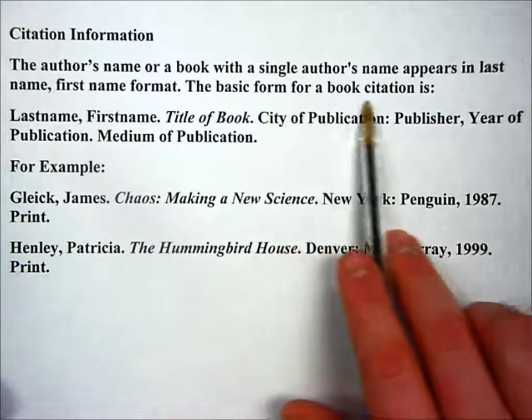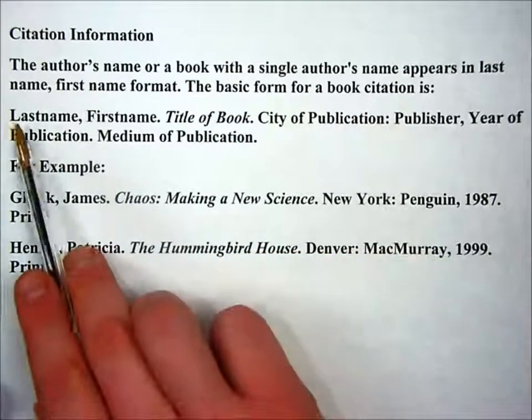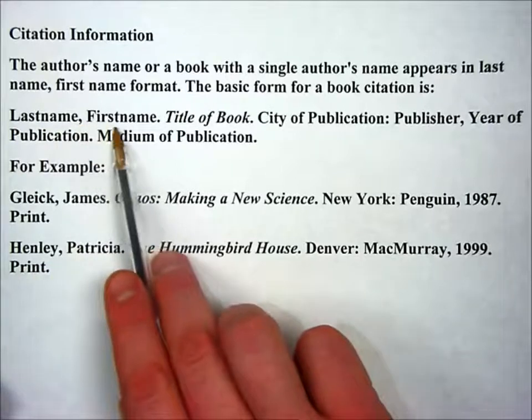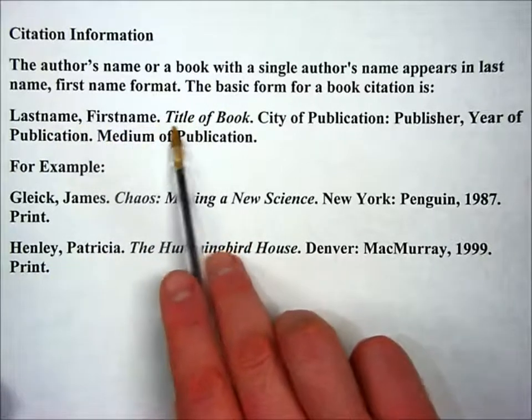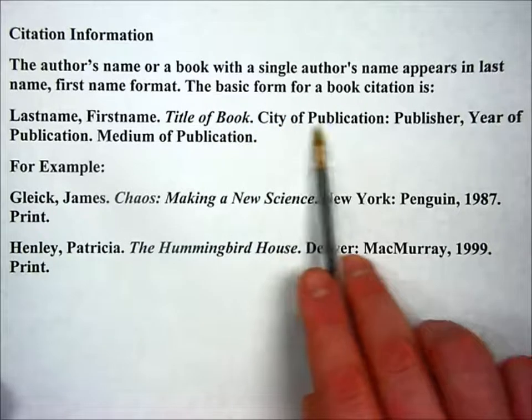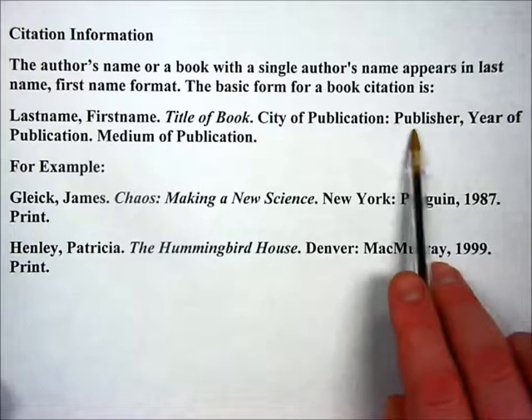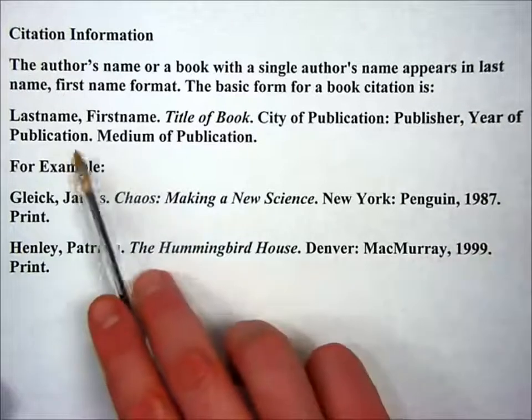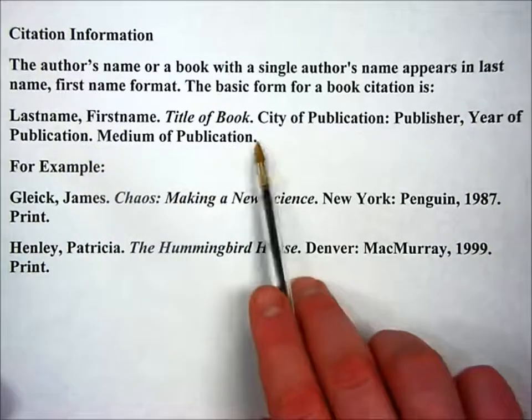The basic form for a book citation is as follows. Last name, comma, first name, period. Title of book in italics, period. City of publication, colon, publisher, comma, year of publication, period, medium of publication.